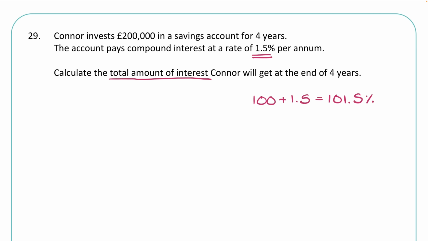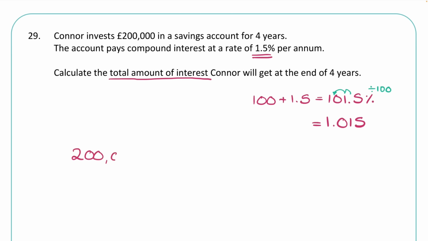Now the multiplier for 101.5% you can find in one of two ways. If you type in 101.5 and press your percentage button on your calculator, it will give you that multiplier, which is 1.015. Or you can just divide your percentage by 100 and that'll do it for you. It just jumps the decimal 2 places to the left there when you divide by 100, which is 1.015. So that's what we're going to multiply by.